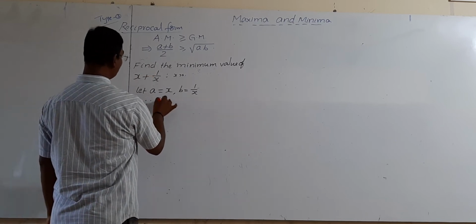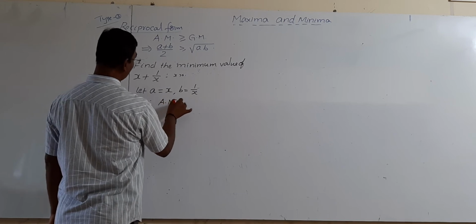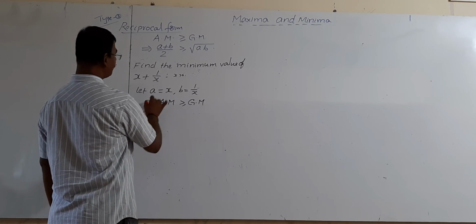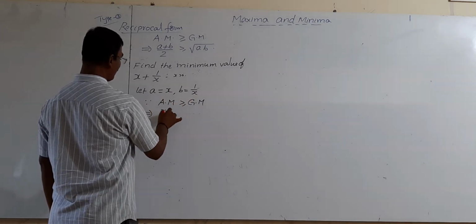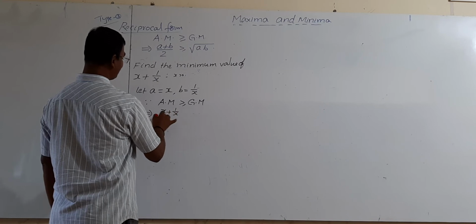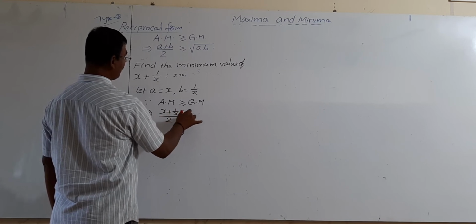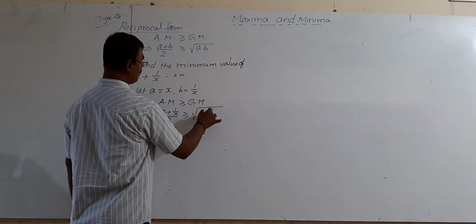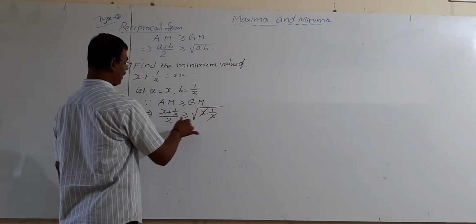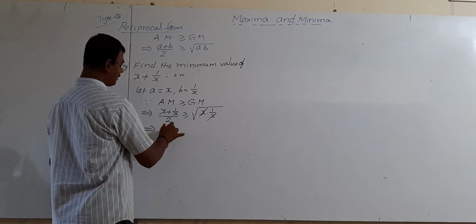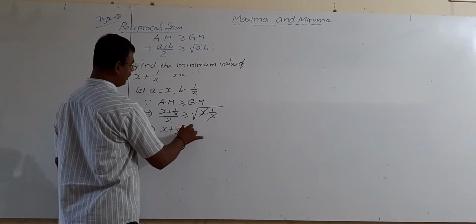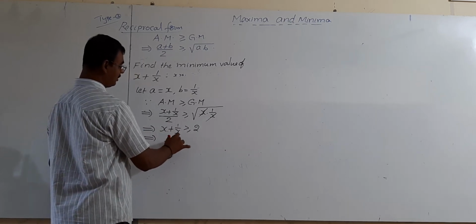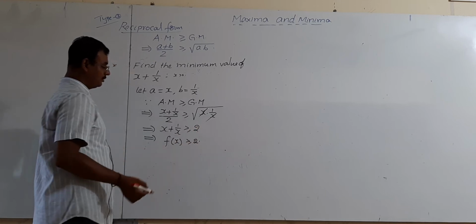Since we know the value, arithmetic mean is always greater than or equal to geometric mean. Sum of two numbers by 2: (x + 1/x)/2 is greater than or equal to the square root of x into 1/x. The x cancels here. So x + 1/x is greater than or equal to 2 root 1, which is 2. This is nothing but f(x) is greater than or equal to 2.